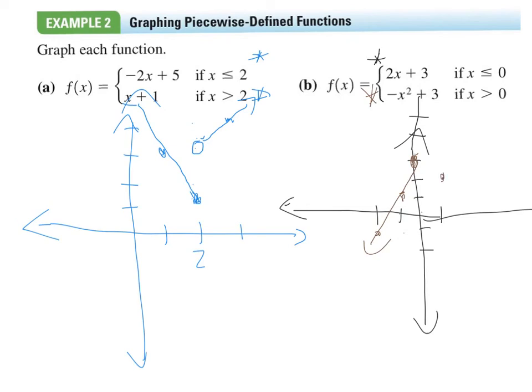And then negative 2 squared. Negative 2 squared is 4. Actually, negative 4. Plus 3 would be negative 1. So you'd have kind of a curve right here, and your graph would look something like this.